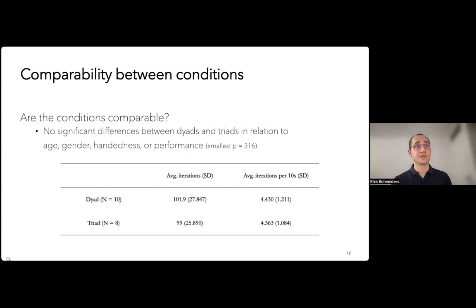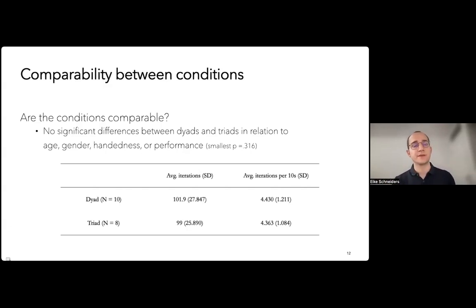However, no significant differences between dyads and triads were found in relation to age, gender, and handedness. And we also did not identify any significant differences in relation to performance, with the smallest p being just 0.3, which is good because this means that, given that we don't have significant differences between groups, these are somewhat comparable in terms of participant allocation as well as their performance.